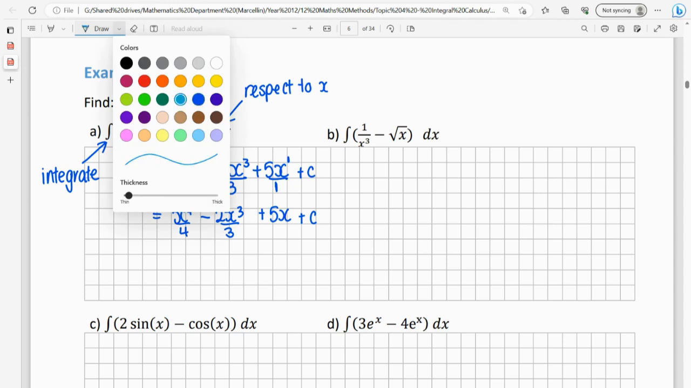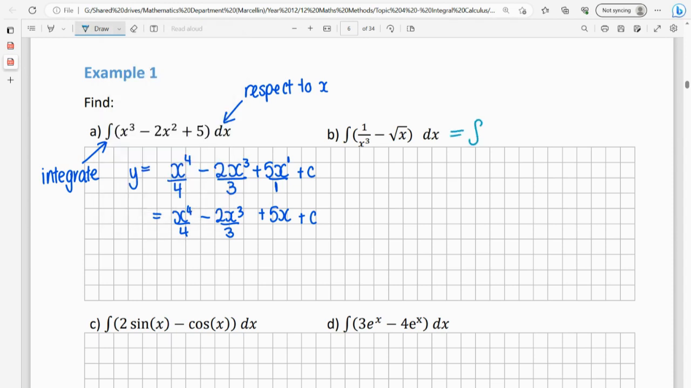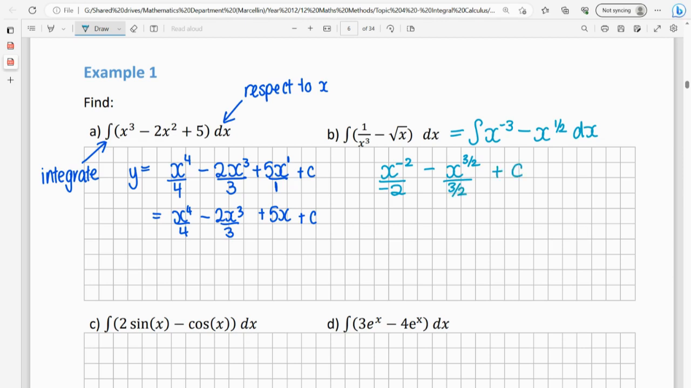With this second one, what you need to start with is you need to write it as a negative power and powers to the half so that we can do this process. So once again, we take the first one, we add on a power. So obviously when you add 1 to -3, it becomes -2. And we're going to divide by the -2. We do the same with this power to the half. When we add on 1, it's going to become 3 on 2. And therefore, we are going to divide by 3 on 2. And we're going to add on our C at the end.